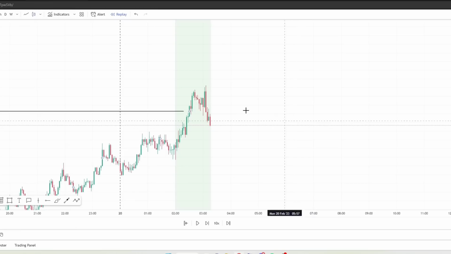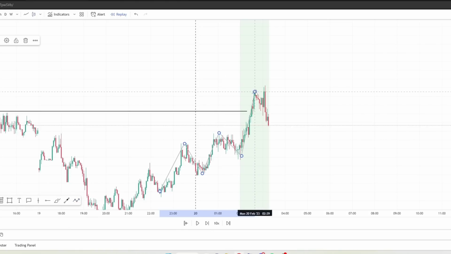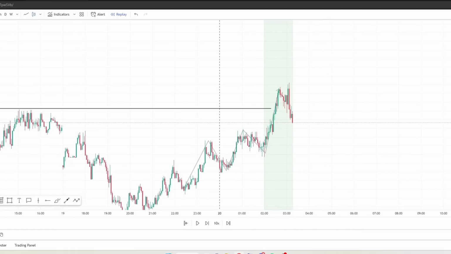Okay, now what we're looking for is the low that caused the liquidity grab. So let's follow price. High high, high low, high high, high low, high high. Okay, and now in order for price to change character, we need price to break this higher low.